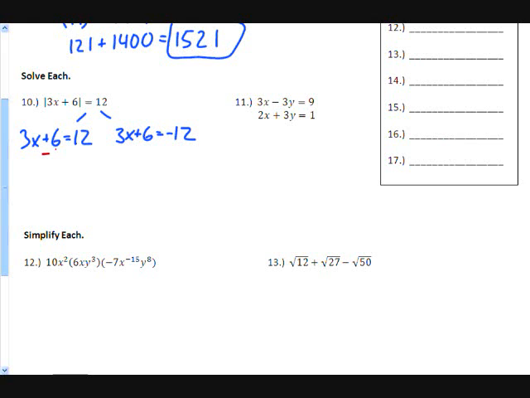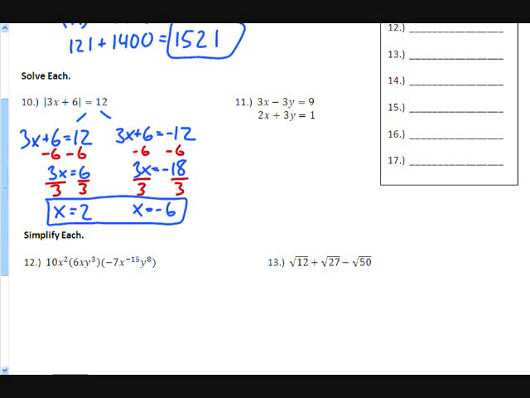For the first one, I subtract the 6 from each side, which gives me 3x equals 6. Then I divide each side by the 3. So I get x equals 2. Over here, I subtract the 6 from each side. That gives me 3x equals negative 18. I divide each side by the 3. And I find out that x equals negative 6. And these are my two answers. I can plug them both back in, and they work. So my two answers are x equals 2 and x equals negative 6.